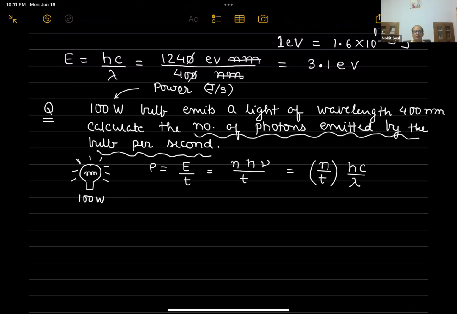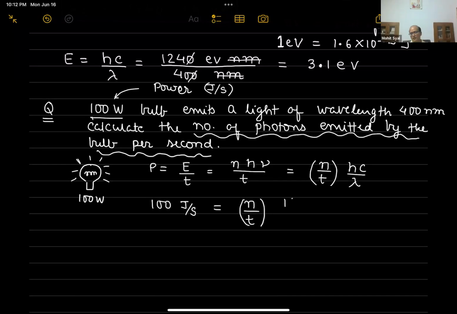So what is the energy per unit time? Energy per second is what? 100 watt. Got it? That is equal to the number of photons per second into energy of a photon.